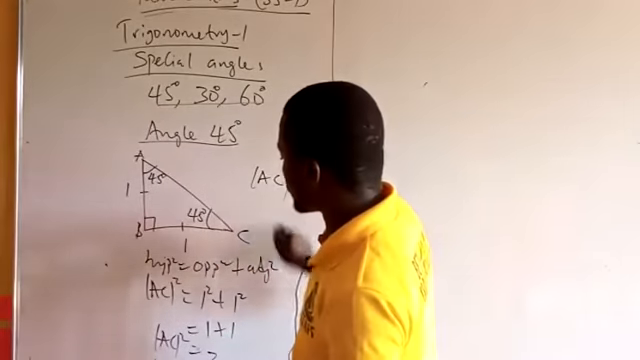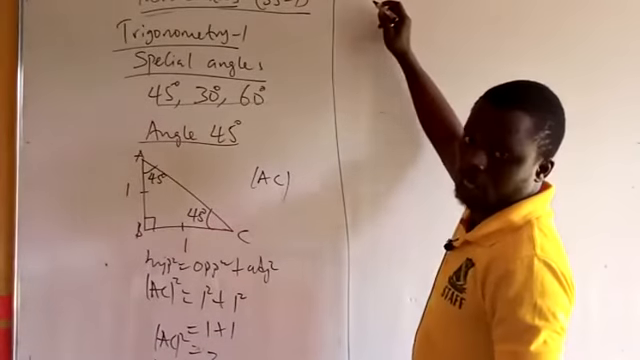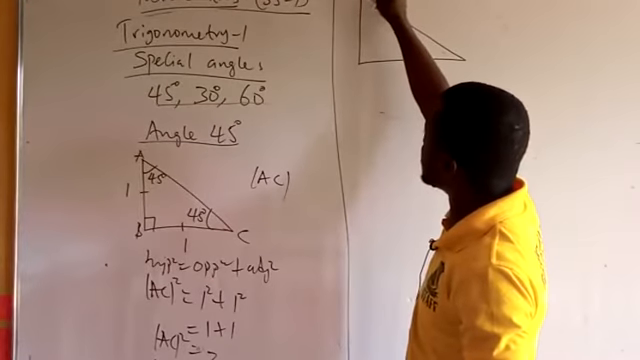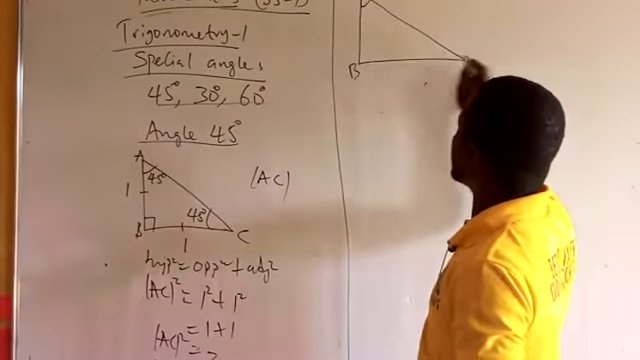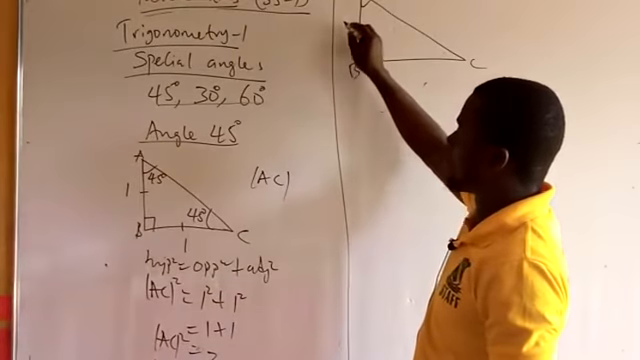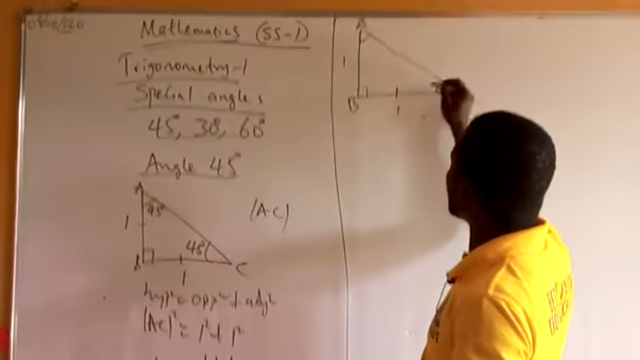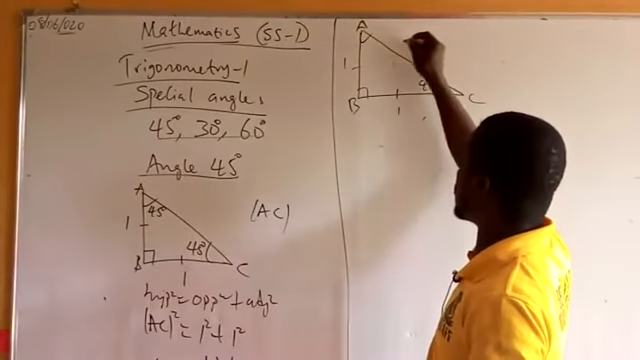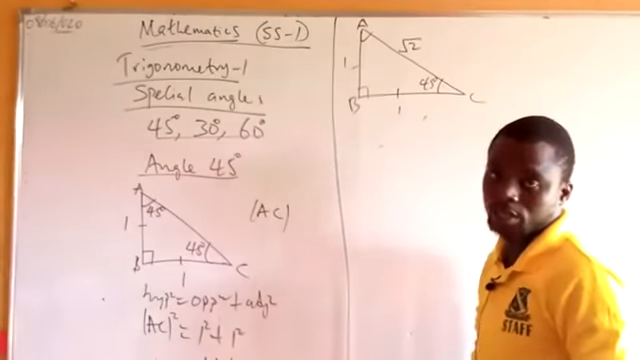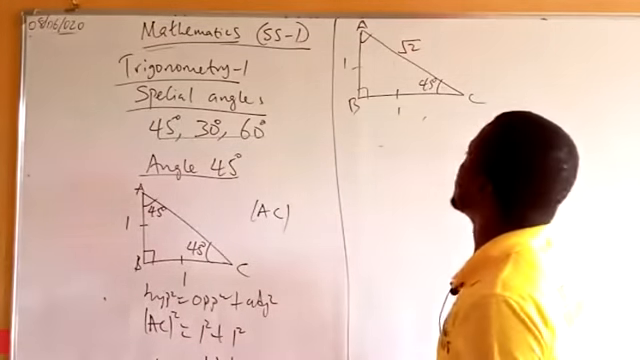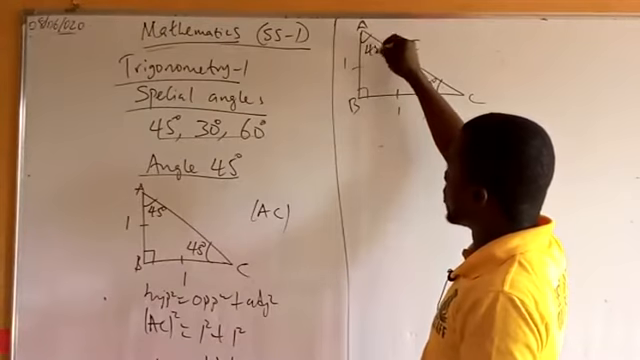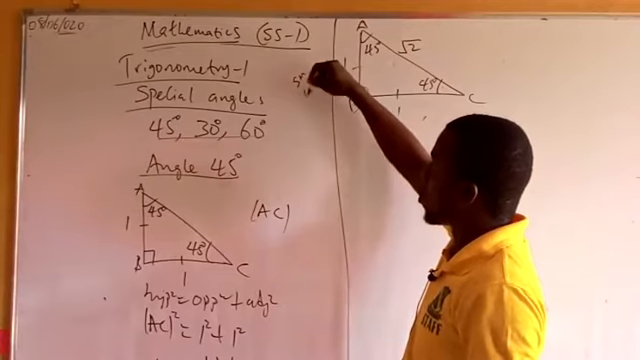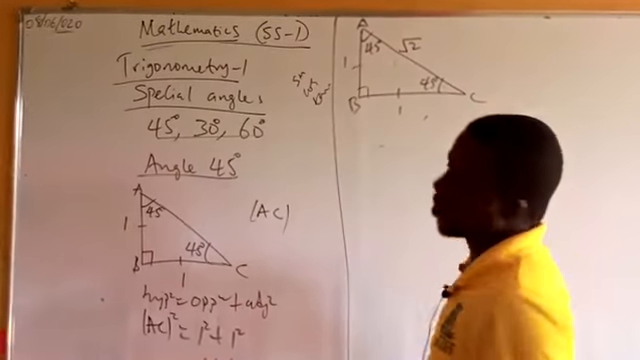So let's continue. This is the diagram. If you want to reproduce the new diagram, here is A, here is B, this is C. Here is 1, 1, 45 degree. Are you with me? Then our length AC has now become root 2. Hope you are following me. So we want to get the sine of this angle 45, the cos and the tan as well.